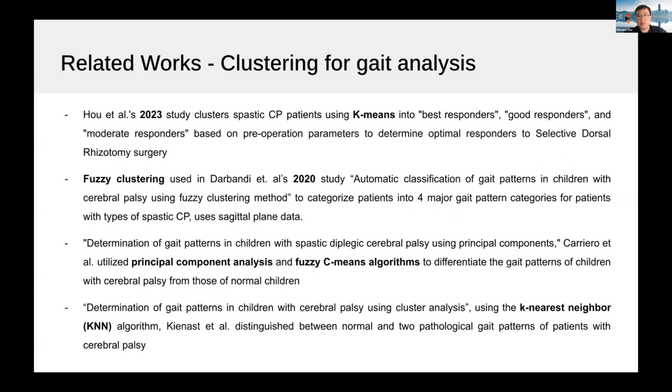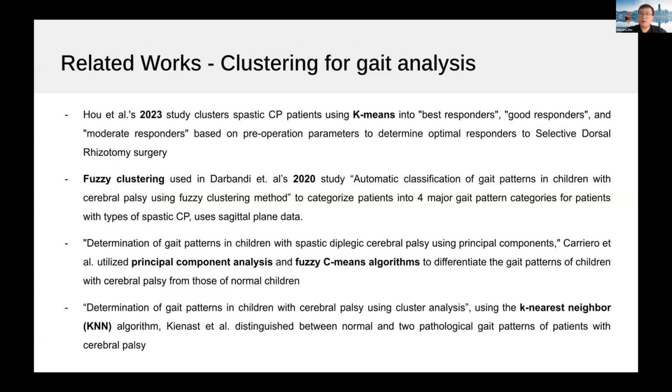So to discuss the related works, there's been a lot of research and studies in the literature field of using clustering algorithms like k-means for gait analysis. And clustering has been used for this specific use case for quite a while, even since like the 2000s.